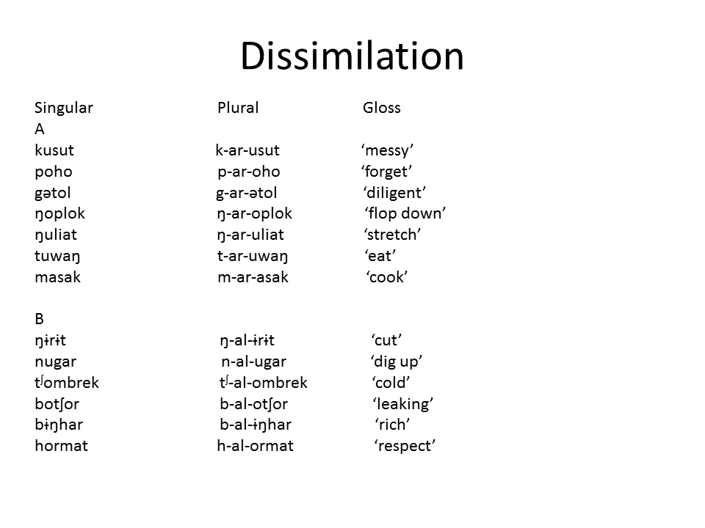Al is followed by r. Whenever we have al, we have r in the stem. Look, in nirit there is r. In nugar there is r. In chambrek there is r. In botchar there is the rhotic liquid r. And the same for the last two words.